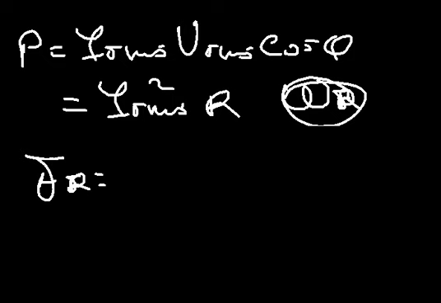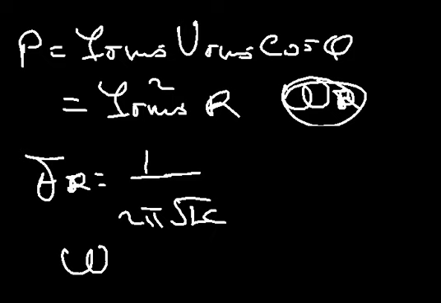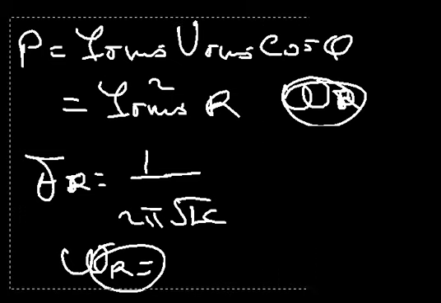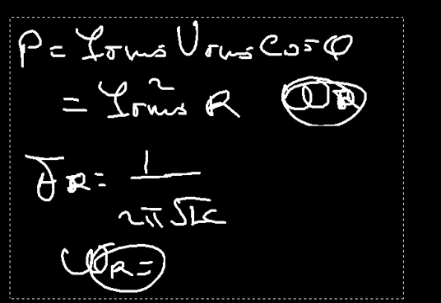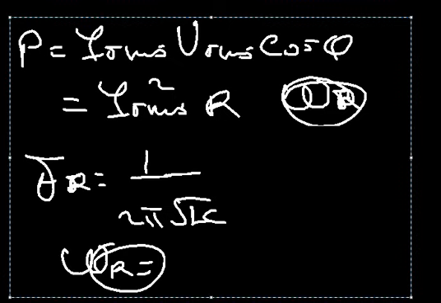That is 1 over 2 pi times the square root of LC. Of course, we can use this. That is fine. Which means if we have the resonance frequency, we can obtain, let's say, the inductance, and also the capacitance can be obtained as well.